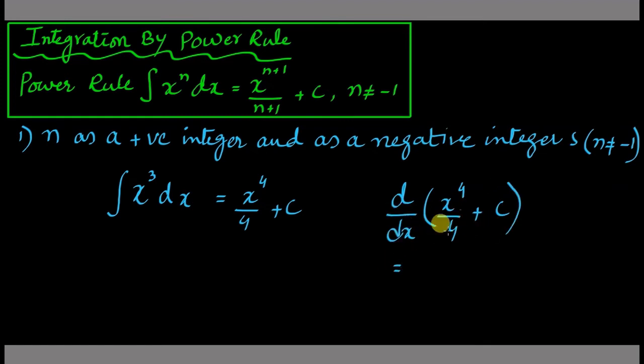You will see 4x cubed by 4, plus the derivative of a constant, which is always 0, so you are left with x cubed.